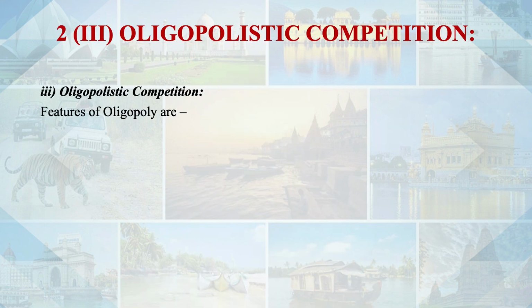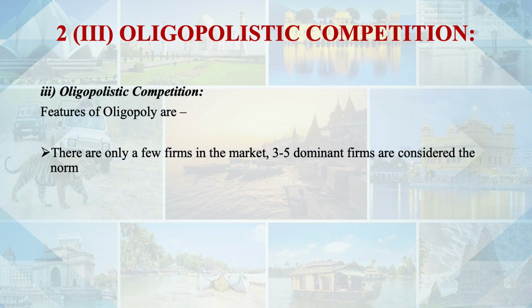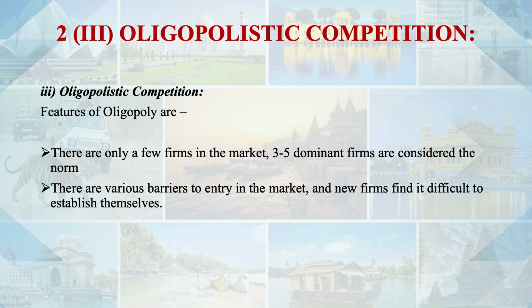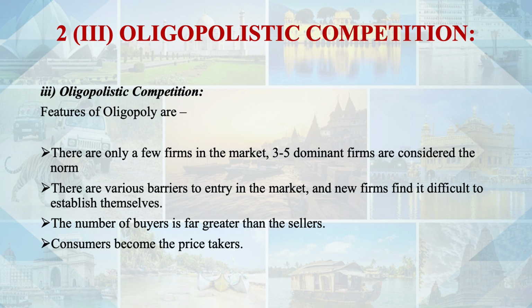Certain features of oligopoly are: there are only a few firms in the market. Usually, 3 to 5 dominant firms are considered the norm in an oligopoly competitive market structure. There are various barriers to entry in the market, and new firms find it difficult to establish themselves. The number of buyers is far greater than the number of sellers. Consumers become the price takers.